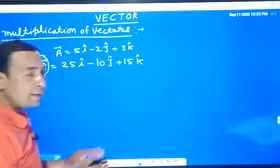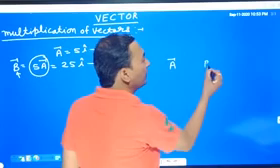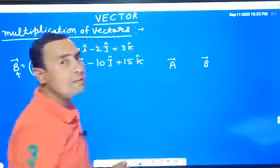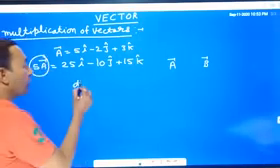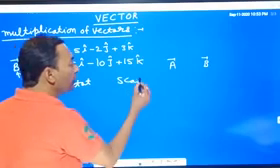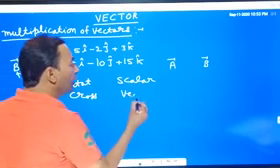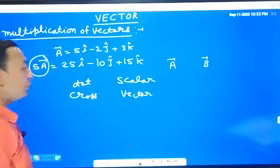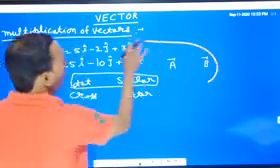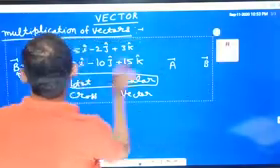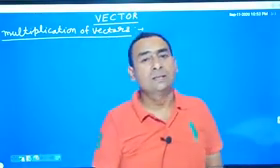But when we multiply any vector with another vector, means there are two vectors, a vector and b vector, then we can multiply these vectors in two ways. There are two types of vector multiplication. Number one, dot product or scalar product. Number two, cross product or vector product. First we take dot product or scalar product. So vector multiplication is of two types.